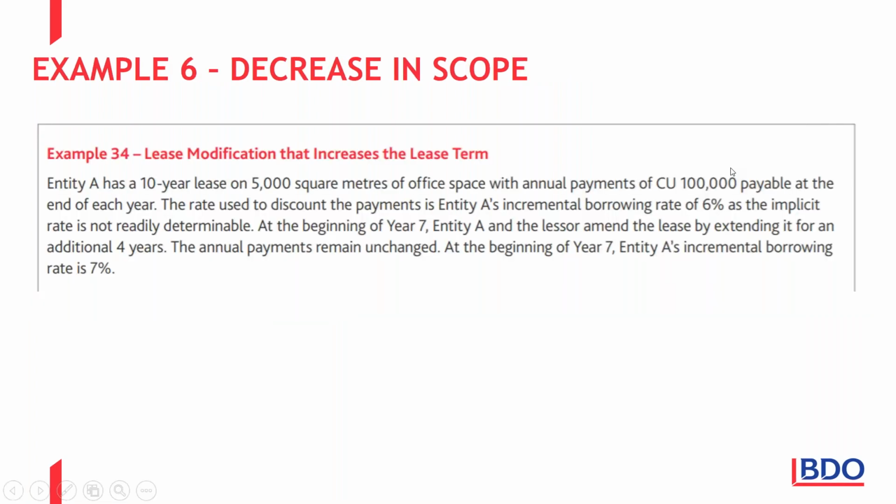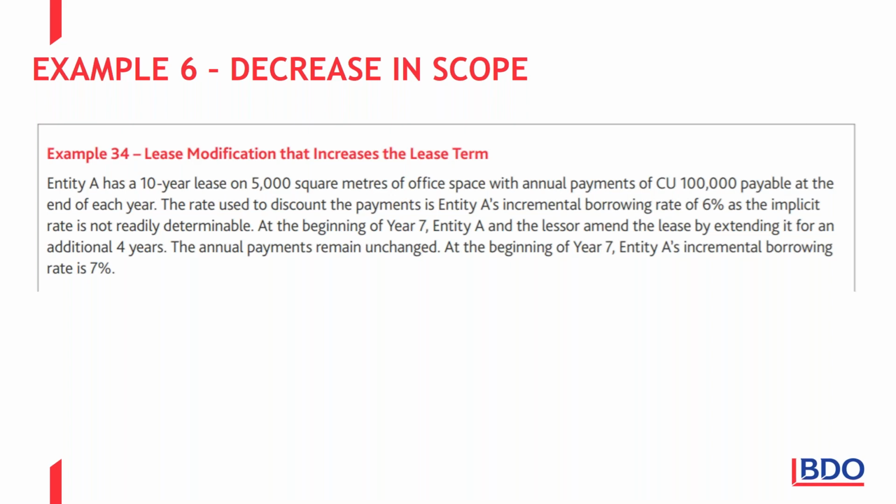So if we look at an example, entity A has a 10-year lease on 5,000 square meters of office space with annual payments of 100,000 payable at the end of each year. And the rate used to discount the payments is entity A's incremental borrowing rate of 6%, as the implicit rate is not readily determinable. At the beginning of year 7, entity A and the lessor amend the lease by extending it for an additional 4 years.